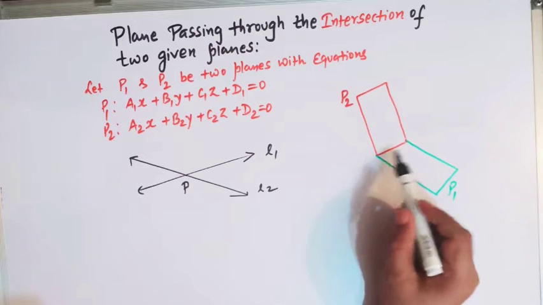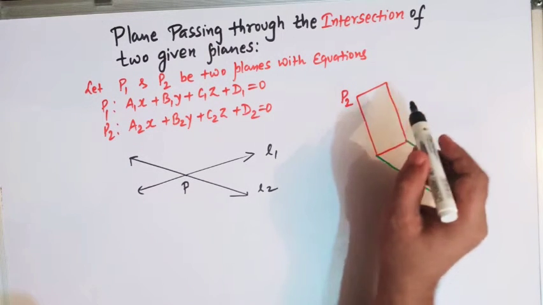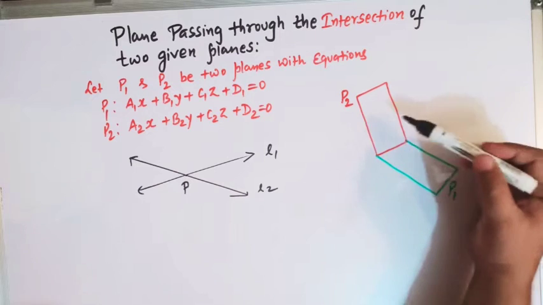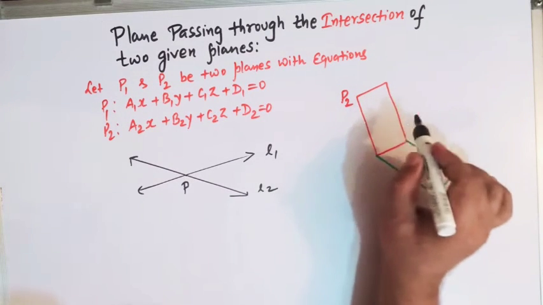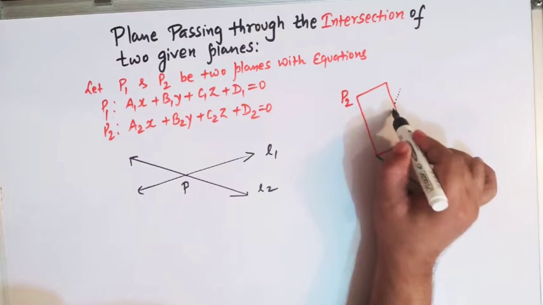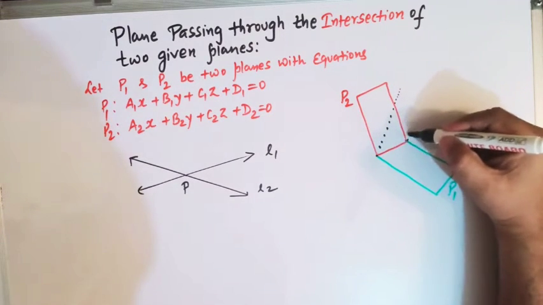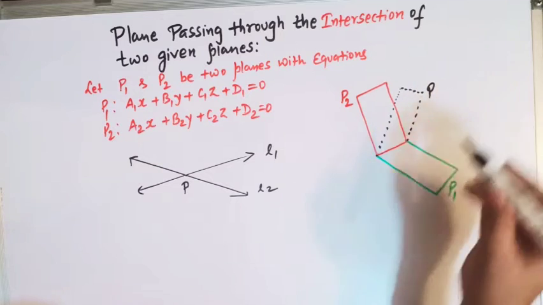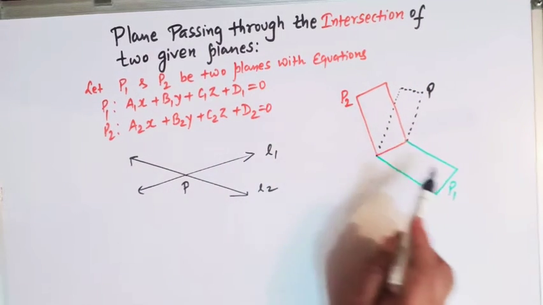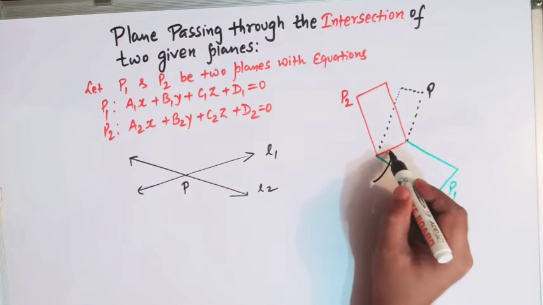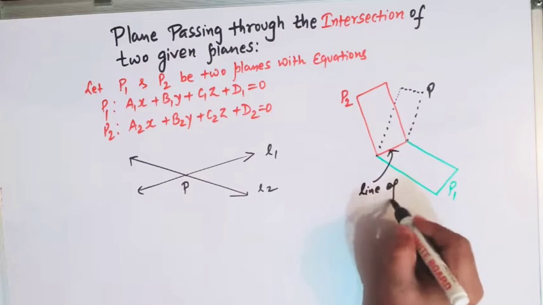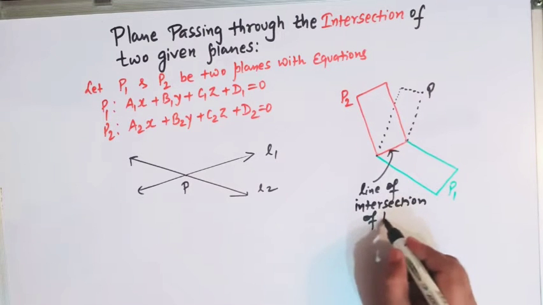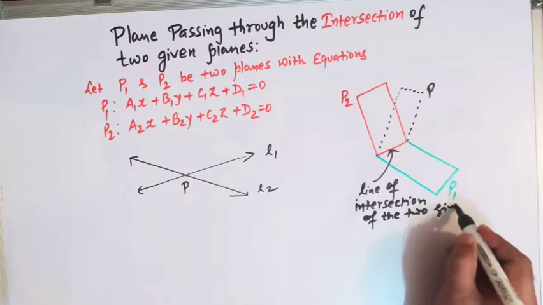The plane passing through the line of intersection of these two planes can be drawn like this. See, this is the third plane, right? So this is the plane, say P, which passes through the line of intersection of the two given planes, right?